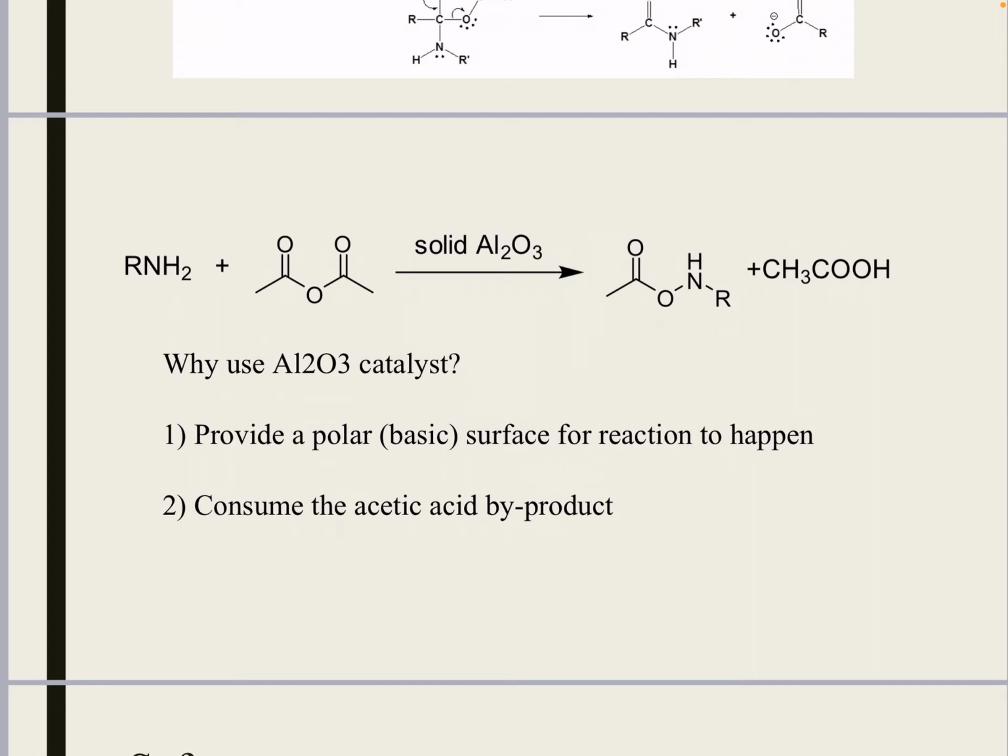Thirdly, I want to explain why we use aluminum oxide. There are two main reasons. Firstly, aluminum oxide is very polar. It's also slightly basic. So it's going to provide a polar surface for the reaction to proceed, which is an advantage for the nucleophilic attack to happen. Secondly, you're producing acetic acid as a byproduct. Aluminum oxide, being a base, can react with the acetic acid byproduct, which is also a good sign for your reaction.